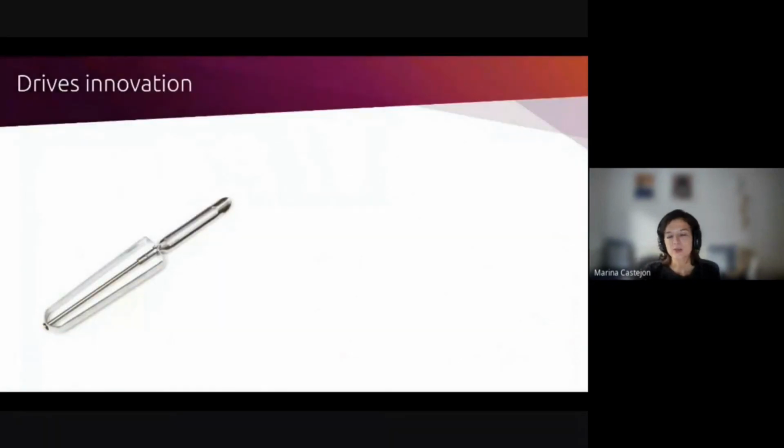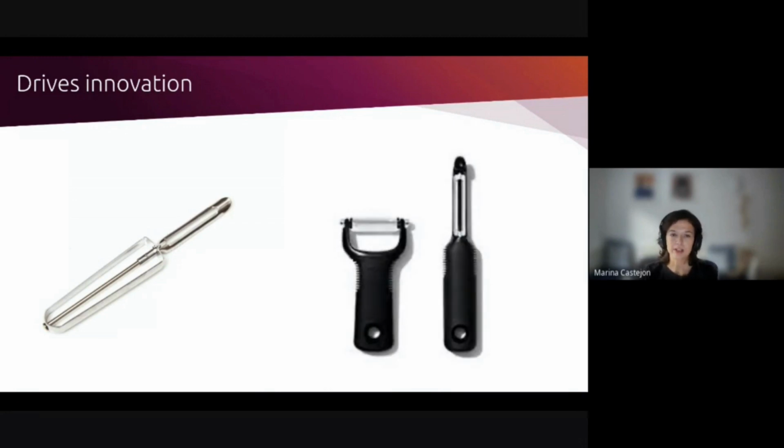There once was a man who saw his wife struggle while peeling potatoes. She had arthritis, and peelers before used to have a thin metallic handle. So he designed an improved peeler. And one of the improvements was a thicker handle that was easier to grab, inspired by the comfortable rubber handles on bikes. So this innovation had a huge impact in the world of industrial design.